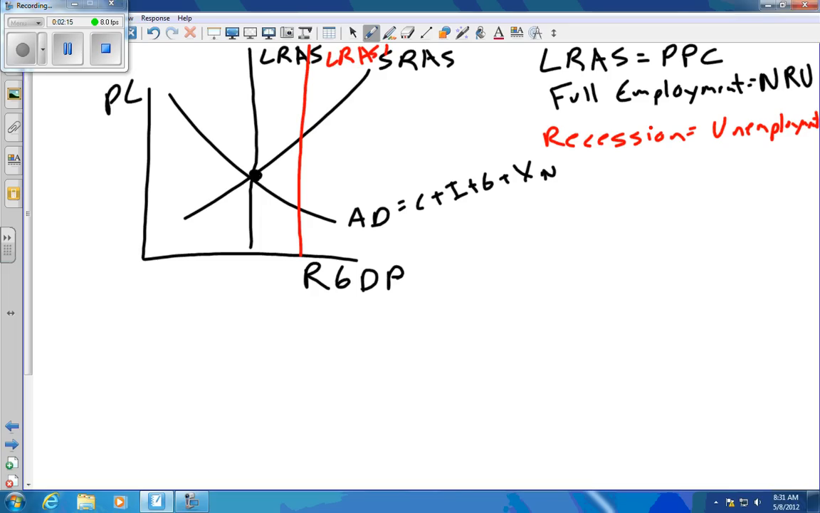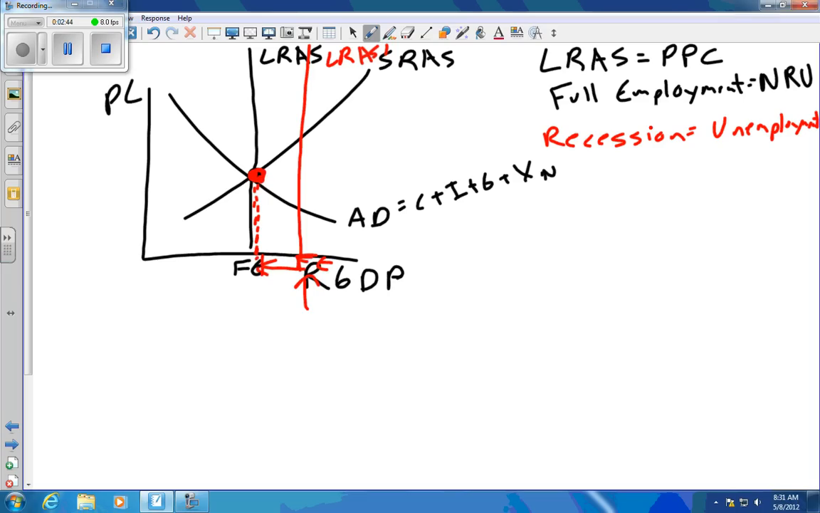over here, and the intersection now, if you think about it, is at an output level that is below full employment. Because remember, the long-run aggregate supply curve represents full employment. On this original graph, the black, this was full employment here, and we were operating at full employment. Now full employment is over here, right there. And as you can see, this economy is no longer operating at full employment. It's operating below full employment.